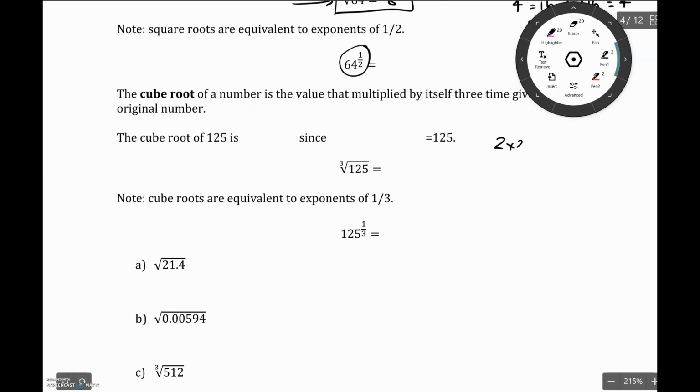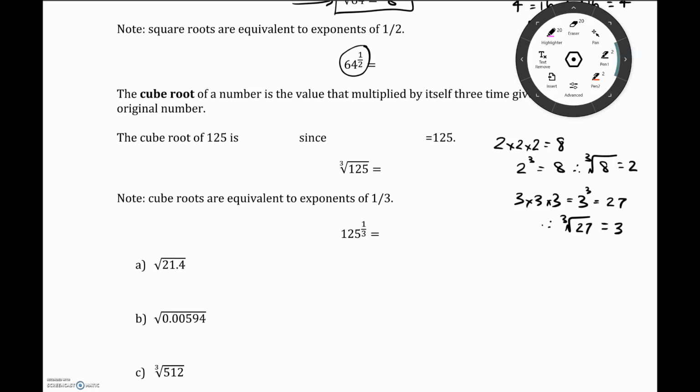Let's look at the cube root. We know that 2 times 2 times 2 is 8, or 2 cubed is 8. Therefore, we could say that the cube root of 8 is 2. We also know that 3 times 3 times 3, or 3 cubed, is 27. Therefore, we could say that the cube root of 27 is 3. We also know that we could write the cube root of 27 as 3 to the 1/3, based on what we just learned. So here are some examples. The cube root of 125 is, so we say, what number do we multiply by itself 3 times to get 125? Well, we know it's going to be 5.